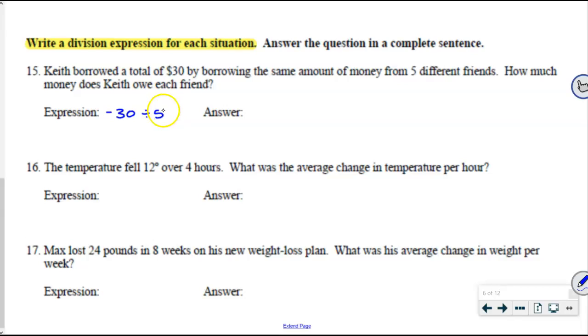-30 divided by 5. And -30 divided by 5 is equal to -6, exactly, -6, which makes sense because he is owing $6 to each friend. So the answer: Keith owes $6 to each friend.